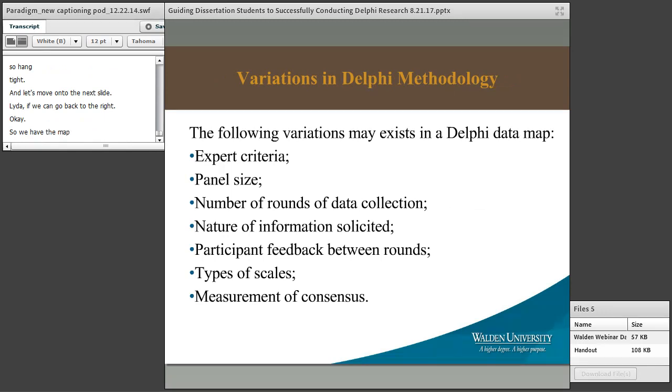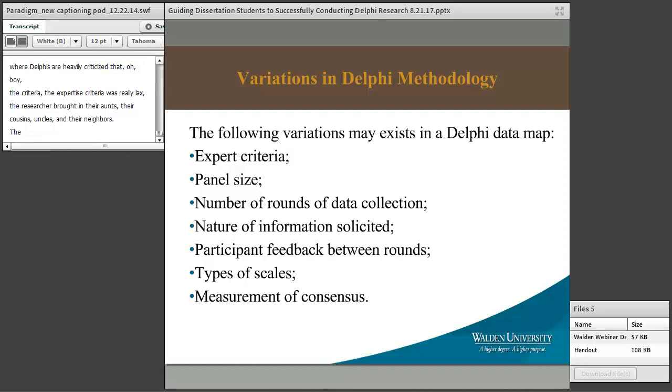Variations. There is no one way to do a Delphi study. The variations in the map that I just showed you could be the criteria for an expert. And this is where Delphis are heavily criticized: oh boy, the expertise criteria was really lax. The researcher brought in their aunts, their cousins, their uncles, and neighbors. The panel size will vary. We'll talk about that in a moment.